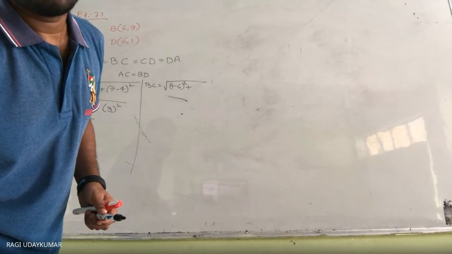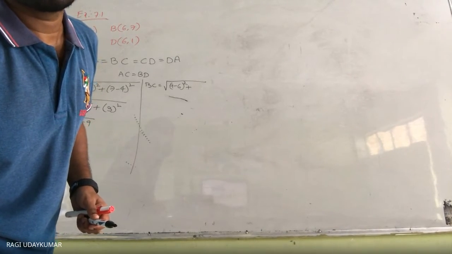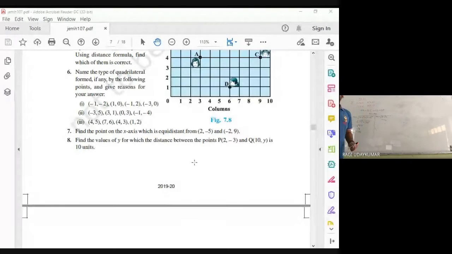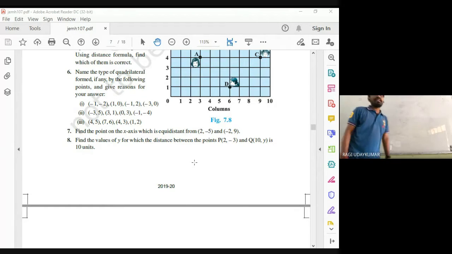Okay, now let us see the sixth question. So what is the question given here in the sixth one? Any one of you read? Name the type of quadrilateral formed, if any, by the following points and give reasons for your answer. So for the quadrilateral formed, you have to consider the first point as A, the second point as B, then C, D. I'm going to explain what you need to do here.